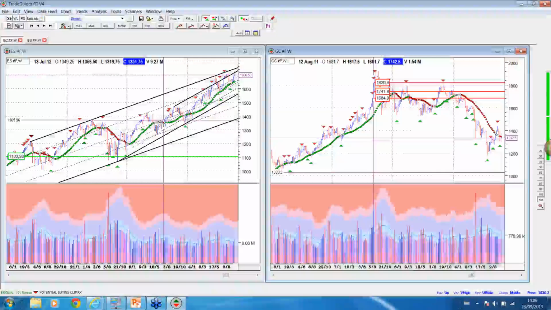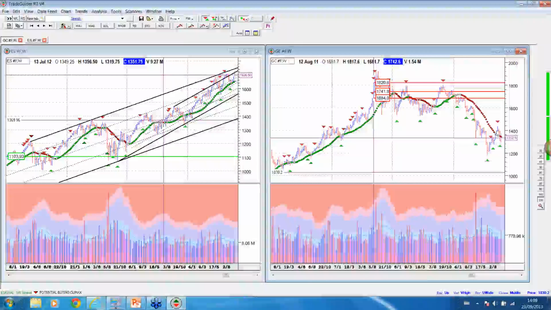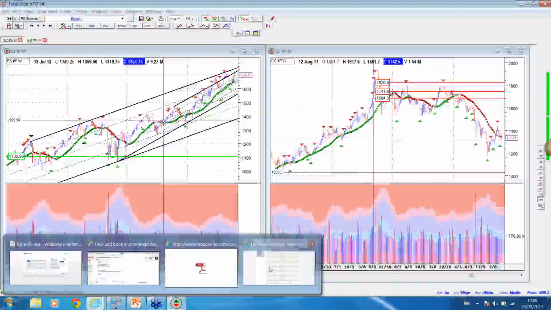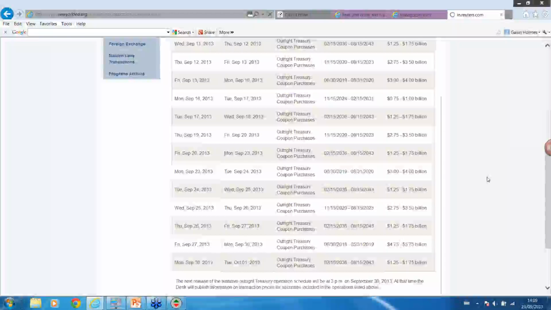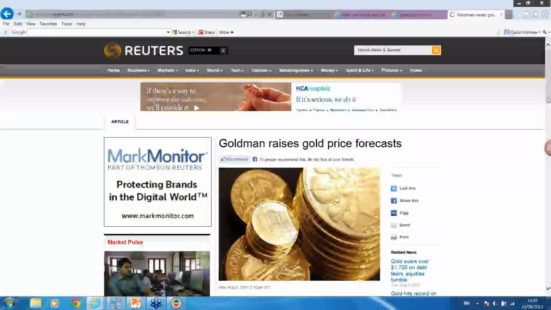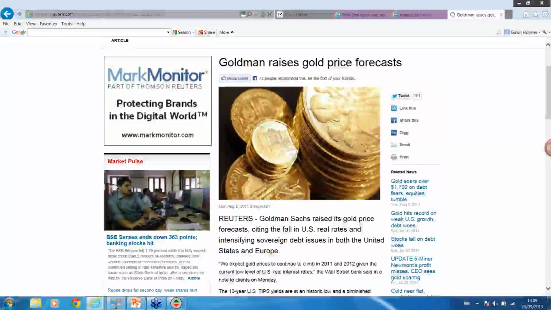I'm going to show you what we call a buying climax and a shakeout, and I'm going to show you how you trade them. Okay, so we all saw that Goldman Sachs raised their gold price forecast, and let me just remind you of that. Okay, now look at the date and make a note of that date.